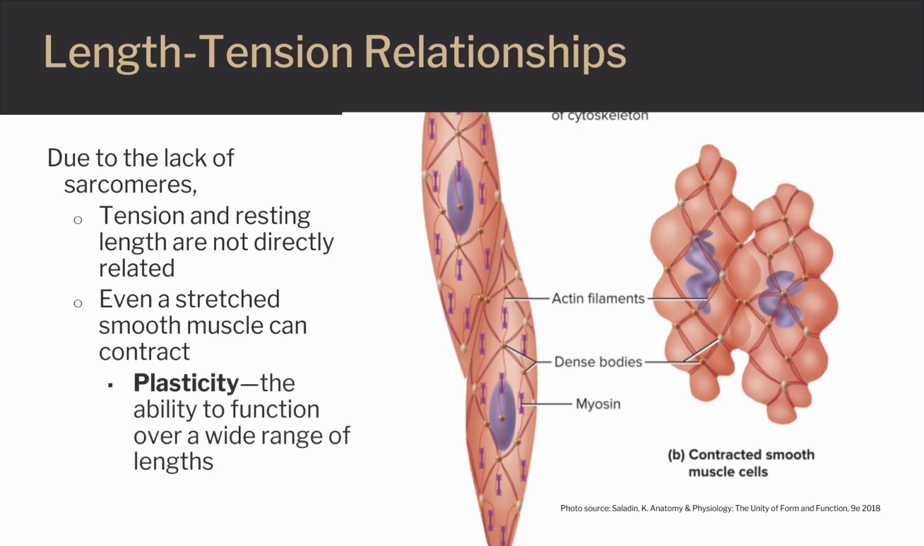Smooth muscle also exhibits plasticity, the ability to adjust its tension to the degree of stretch. Thus, a hollow organ such as the bladder can be greatly stretched, yet not become flabby when it's empty.